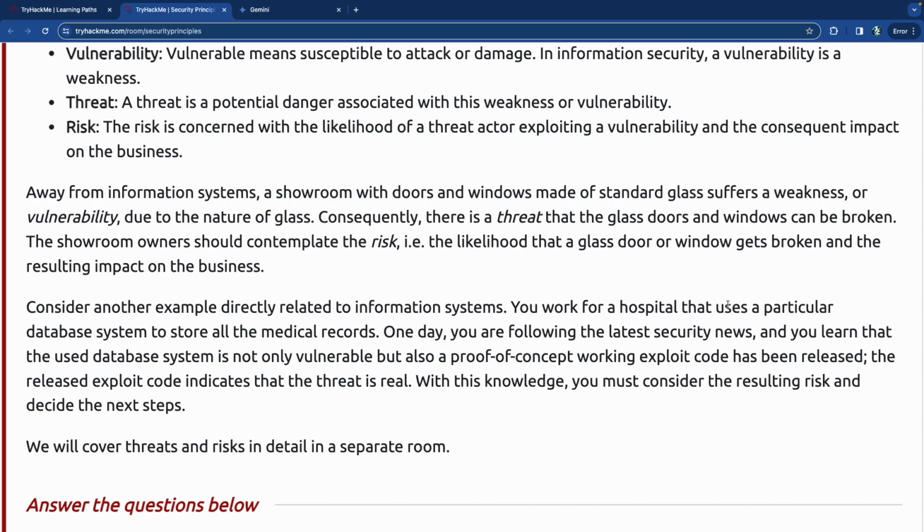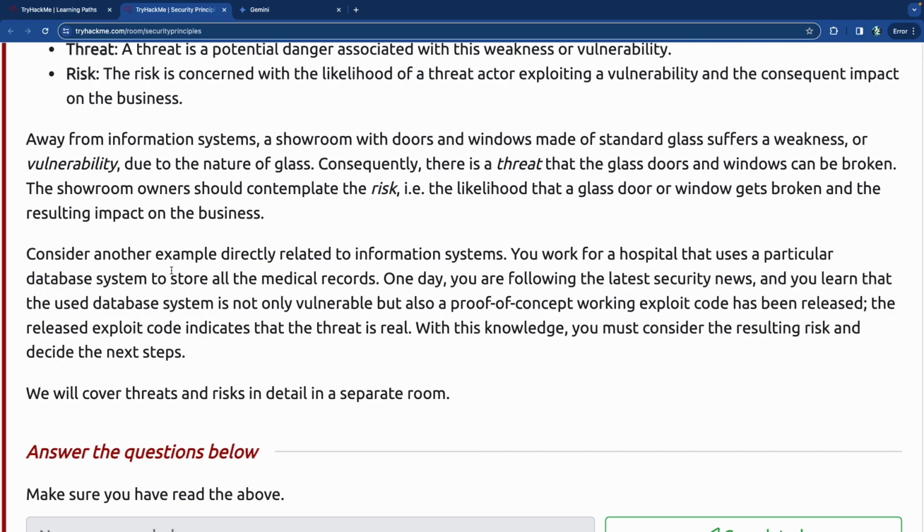Another example directly related to information systems. You work for a hospital that uses a particular database system to store all the medical records. One day, you are following the latest security news and you learn that the used database system is not only vulnerable, but also a proof of concept working exploit code has been released. The released exploit code indicates that the threat is real. With this knowledge, you must consider the resulting risk and decide the next steps.